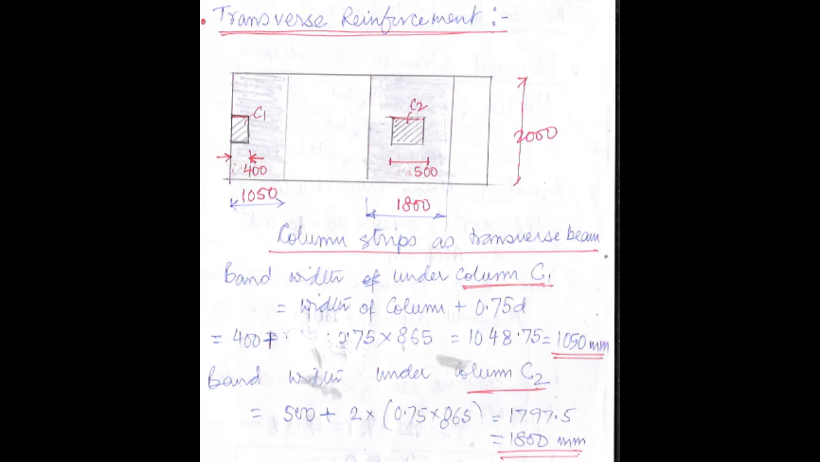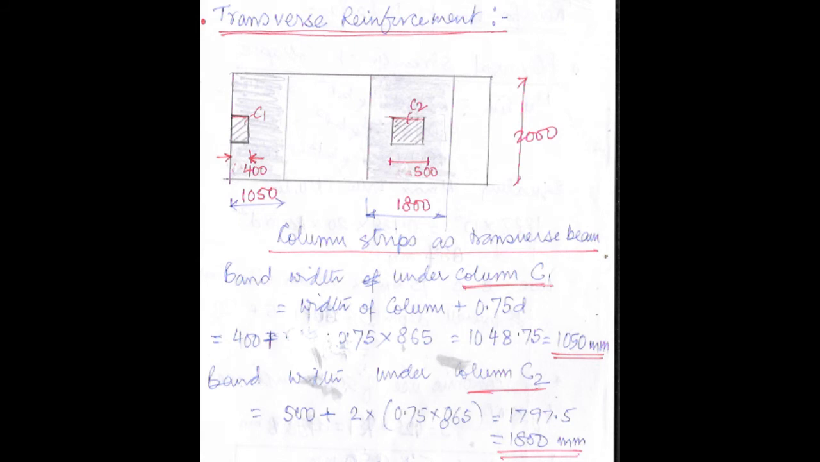So the width of the column is how much? 400 plus 0.75 into the effective depth, which is 865. That gives us 1048.75, which we can approximate as 1050 millimeter. Now it will help you understand what we mean by bandwidth. See, for column C2, how can we find it out?